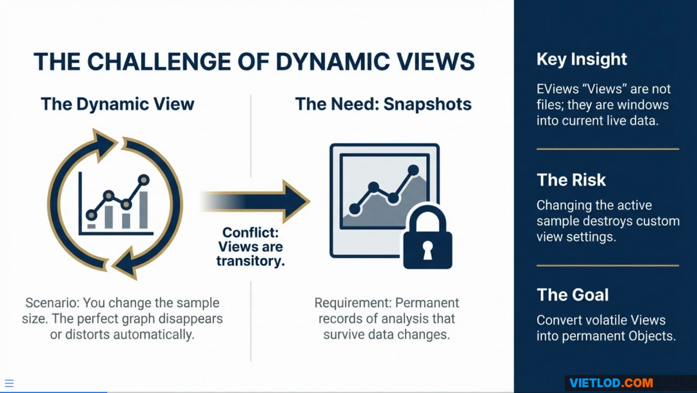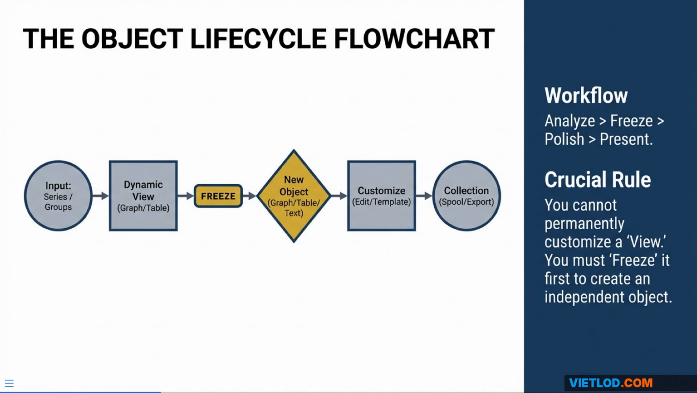So how do we systematically convert these temporary views into permanent objects? This is achieved through a clear, step-by-step process, which we'll call the object lifecycle. This flowchart illustrates the essential workflow. You start with your data, such as a series or a group of series. From this input, you generate a dynamic view, like a graph or a table. This is the temporary stage.